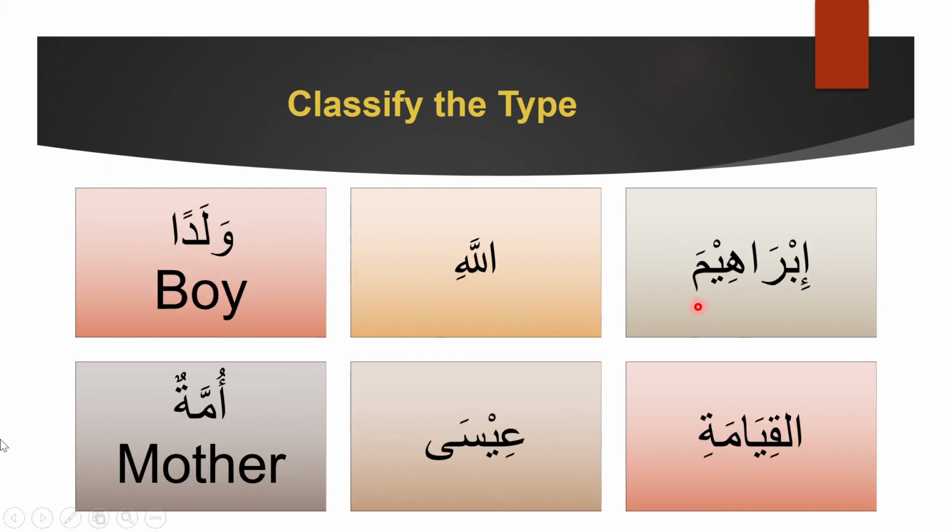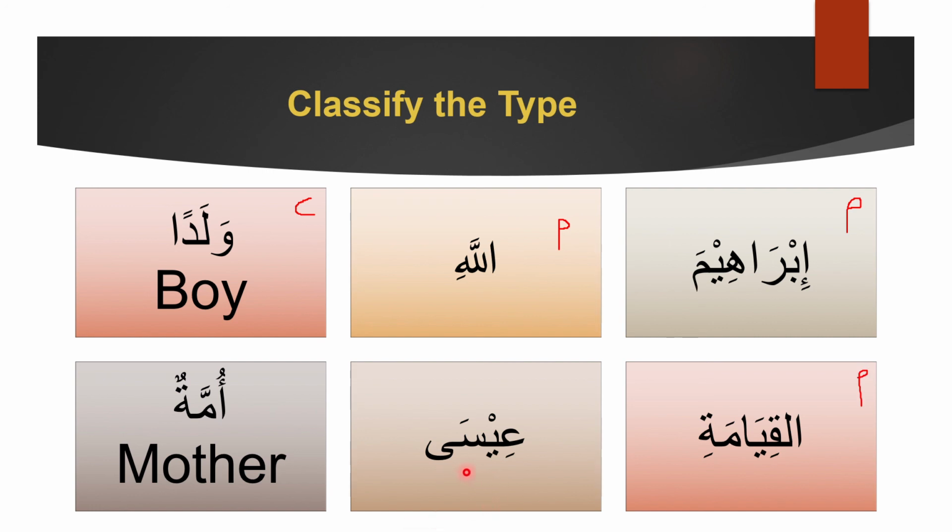Ibrahima. It's a name. Yeah, we already know. Allahi. The word Allah is proper. Proper name. Waladan. Common. Why is it common? Because there's no signs of it being proper. Al-Qiyamati. There is al there. Al means proper. Yes, al means proper.